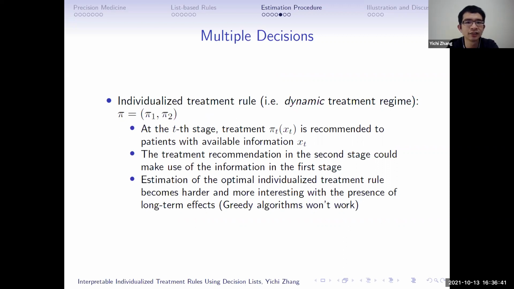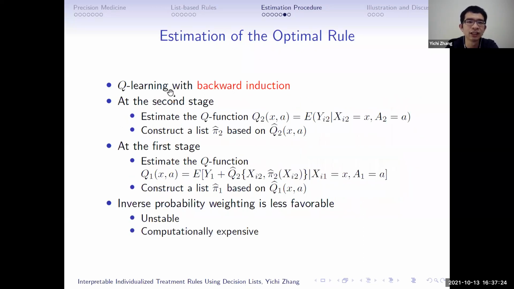The interesting part for the multiple decisions problem is that when we are in the situation of a sequential study, we cannot simply apply a greedy algorithm, where we first estimate what the best treatment is for the first stage and then move to the second stage and so on, because the treatment might have a long-term effect. A drug may perform very well in the short term, but may not be that good in the long term. So when we have sequential studies, we need to take into account the long-term effects. The correct or standard way is to go from the last stage to the first stage in a backward induction manner.